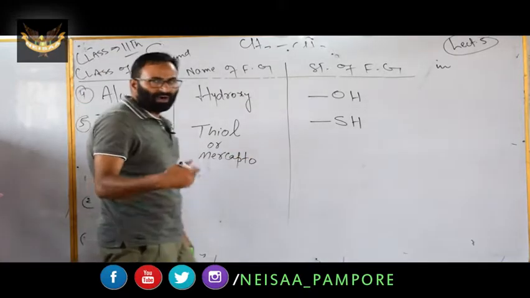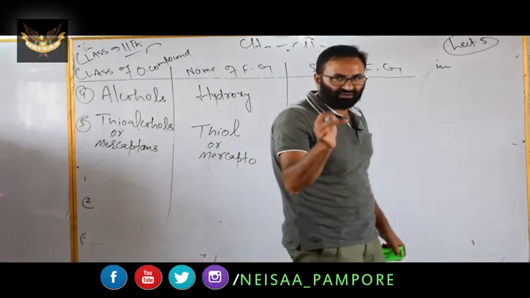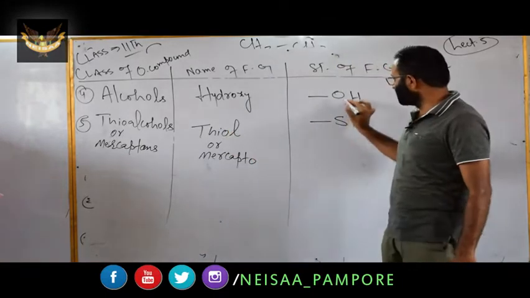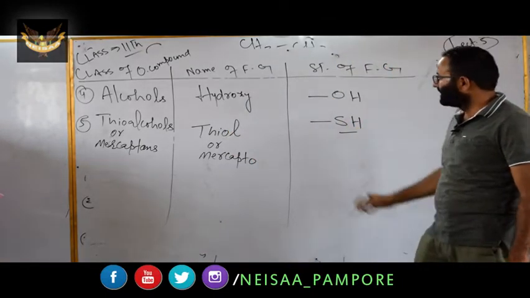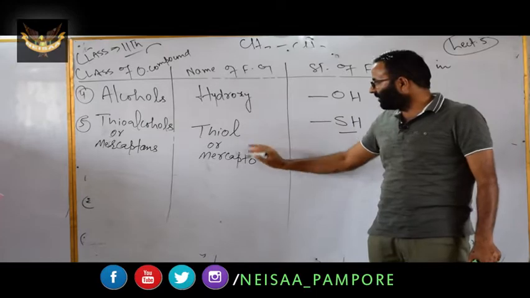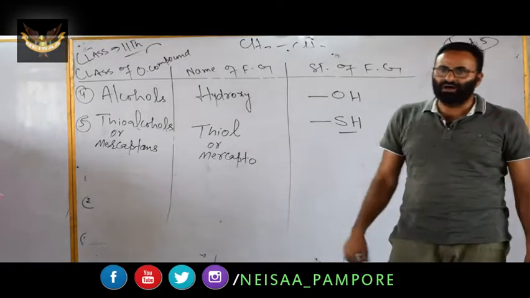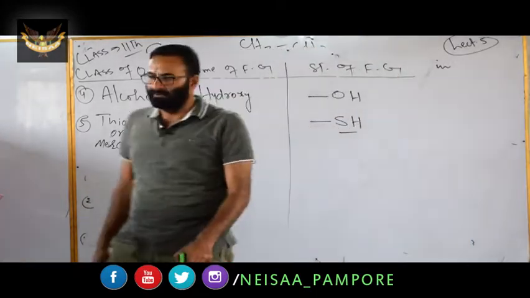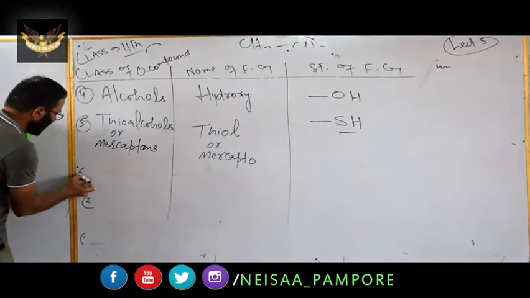We have thioalcohols, where we have sulfur instead of O. This is OH, alcohol; this is thioalcohol. The name for OH is hydroxy. The name for thioalcohol is thiol, or you can say mercapto. Remember this point. Now we have the sixth one, that is ethers.